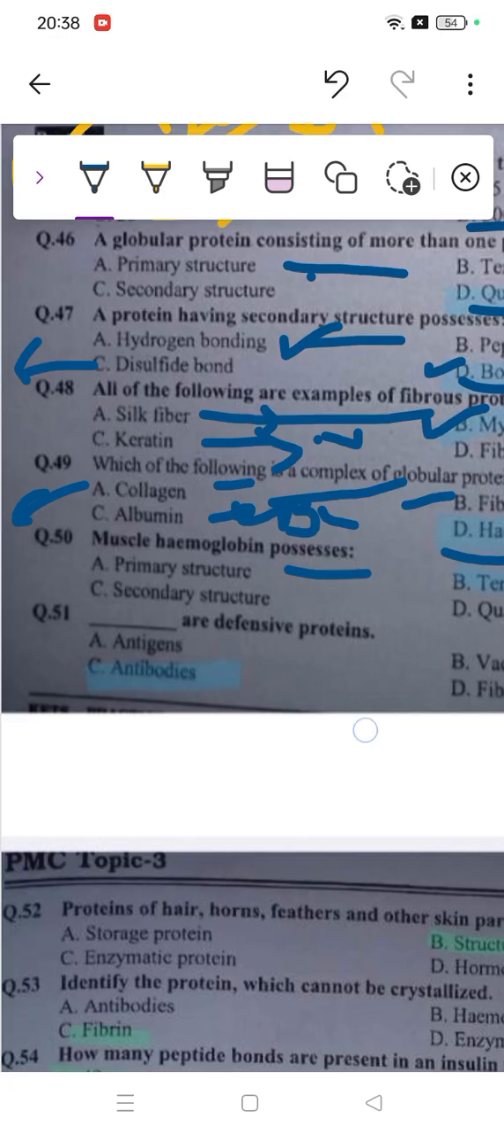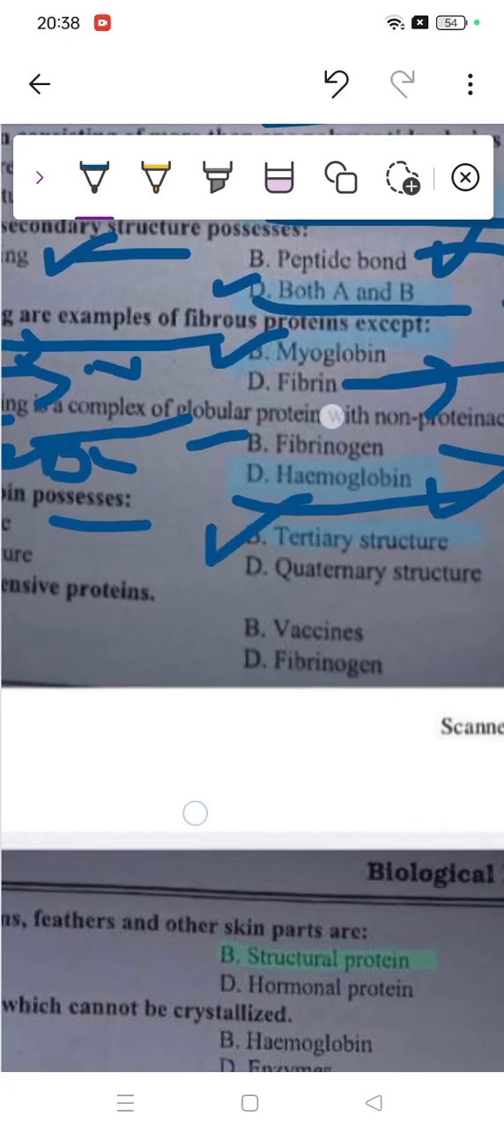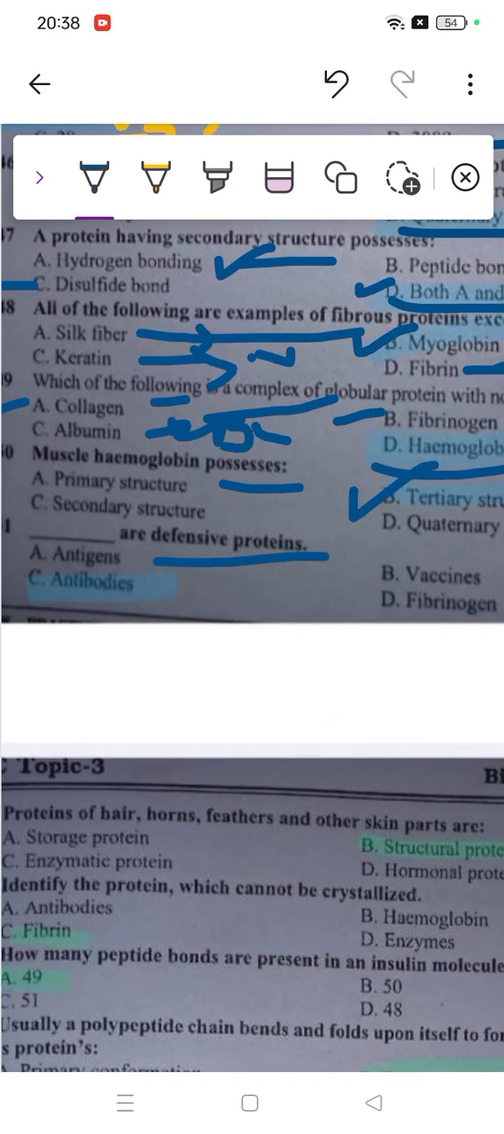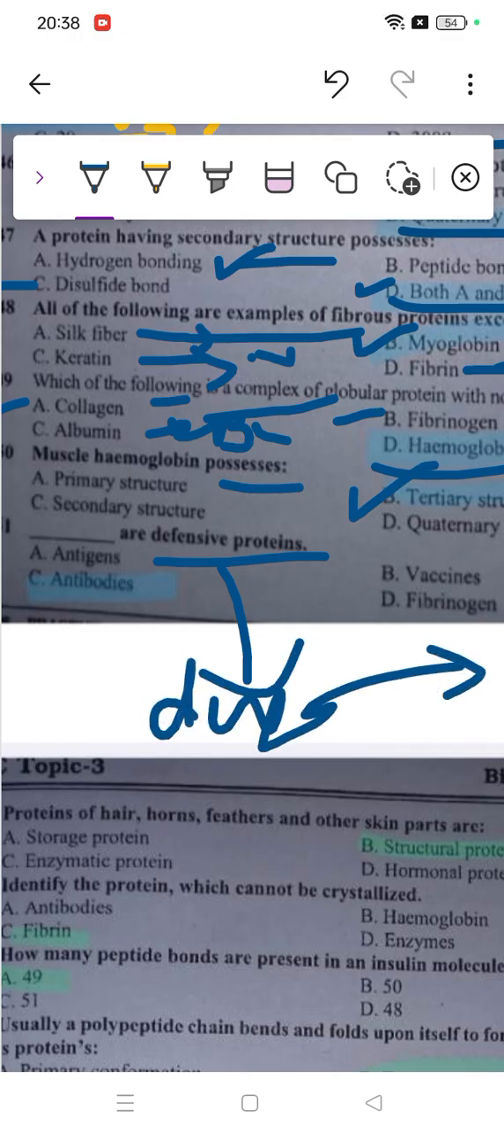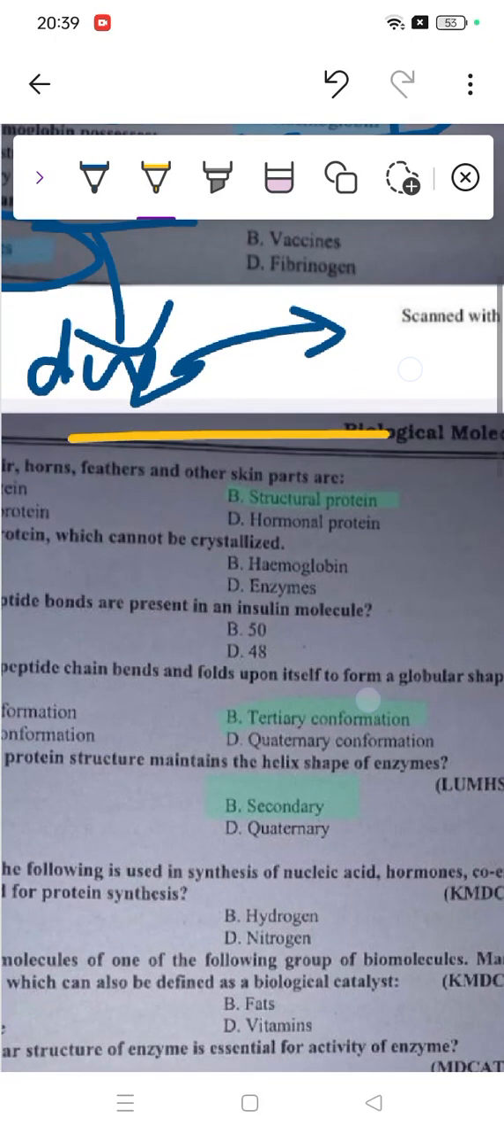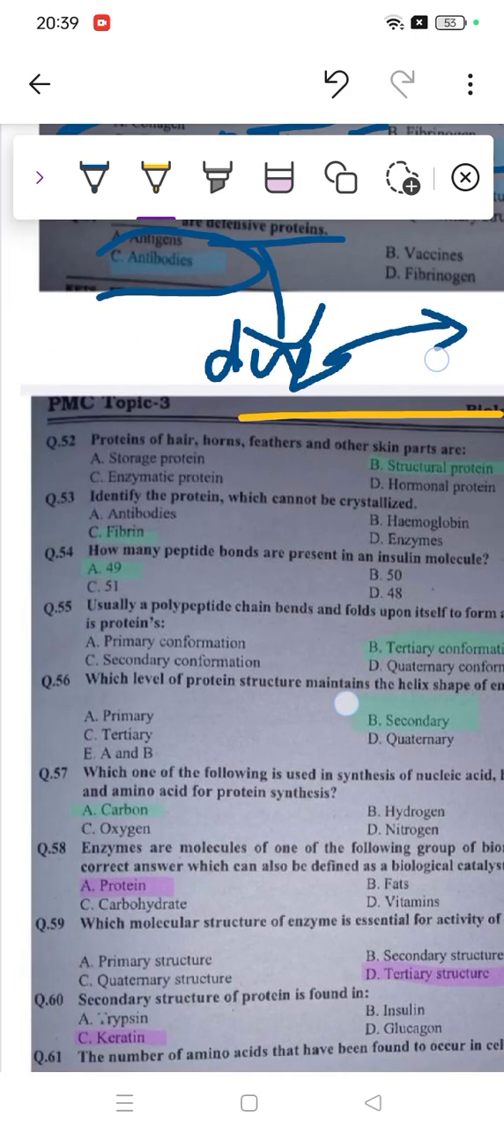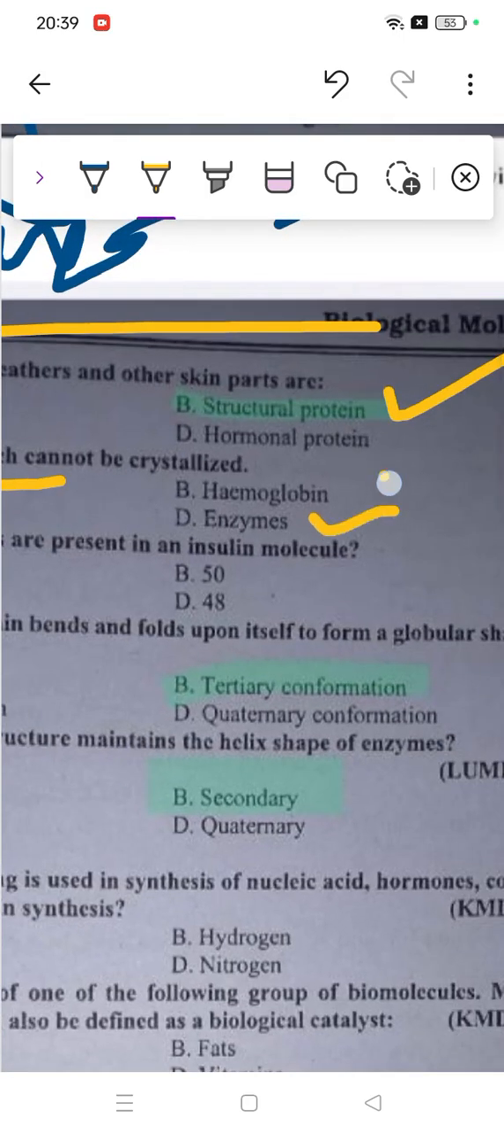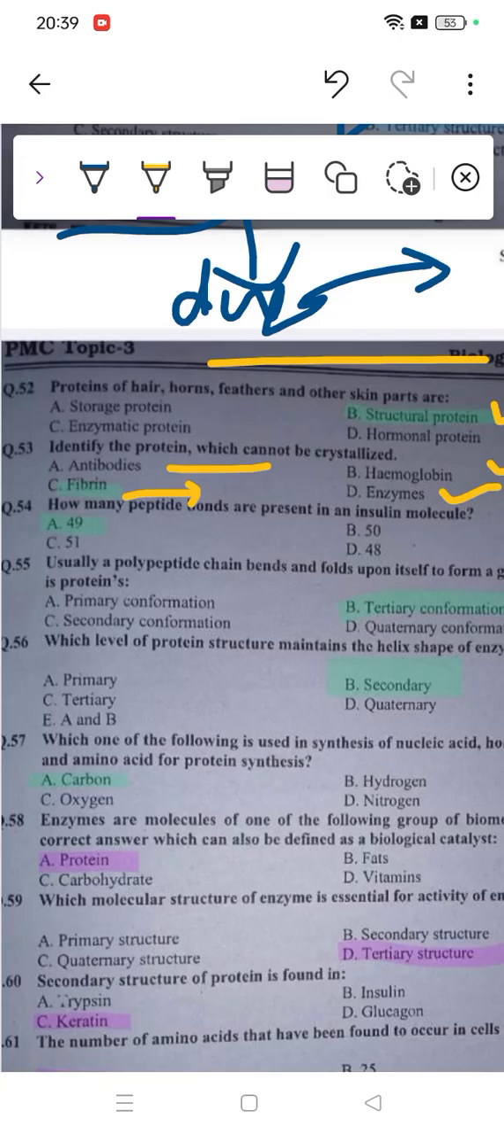Muscles of hemoglobin possess, so all the muscles have tertiary structure. Dash are defensive proteins. Defensive means those that fight against pathogens, viruses, all these. Like antibodies are simply those which are made up of protein and are defensive material. Then we have protein of hair, horns, feathers, and other skin parts, called structural protein. Identify the protein which cannot be crystallized. So fibrin cannot be crystallized. However, antigen, hemoglobin, and enzyme can all be crystallized. This means they can form a complex brick-like structure.